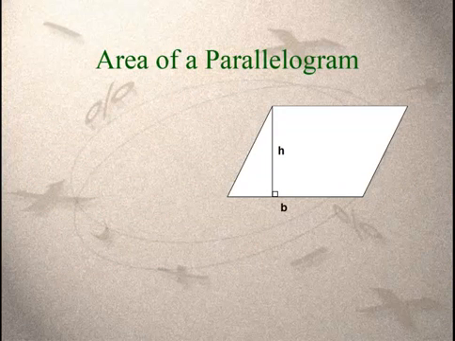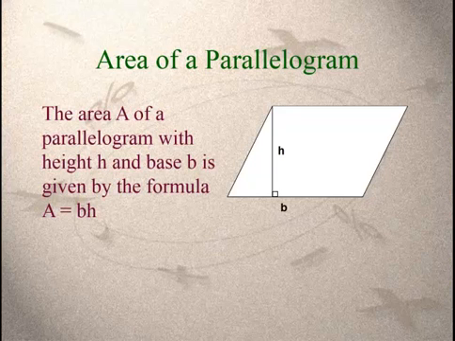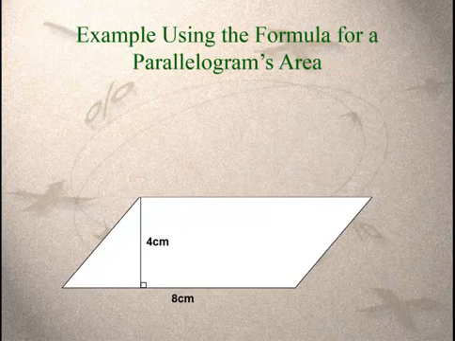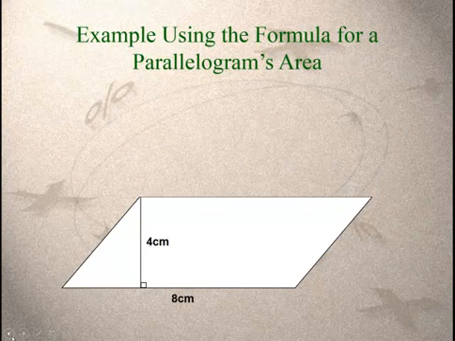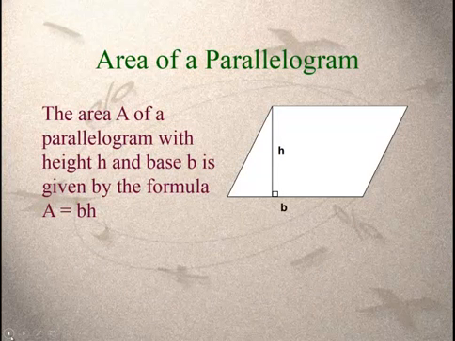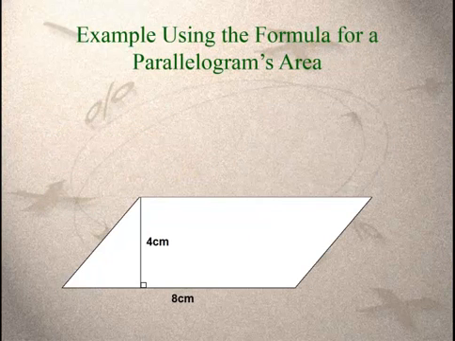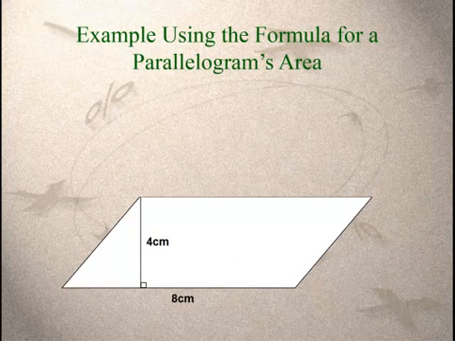Next diagram, figure here, we have area of a parallelogram. The area A of a parallelogram with height H and base B is given by the formula A is equal to B times H. And let's go back there. So similar to area of a rectangle, okay, but we are not talking about length and width. We're talking about a base and a height.